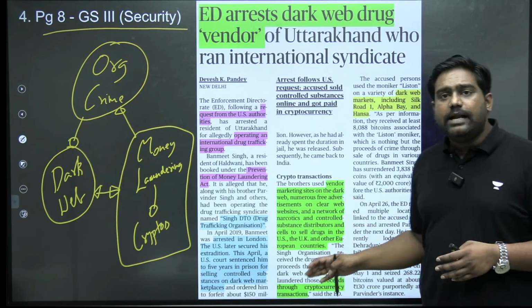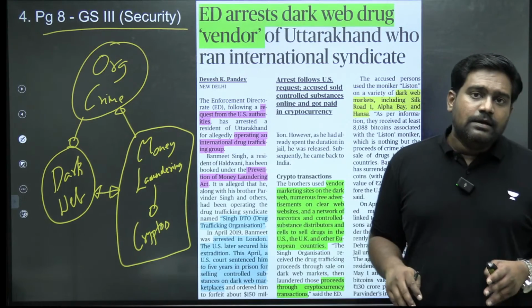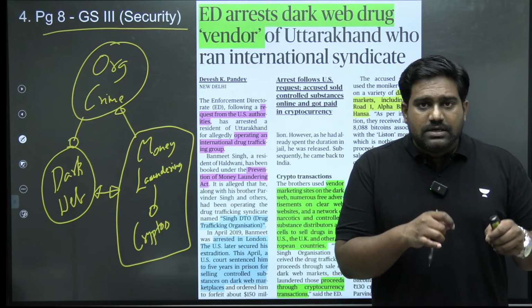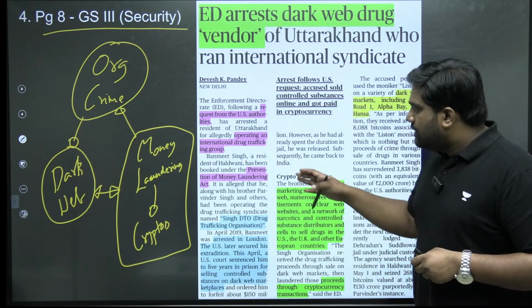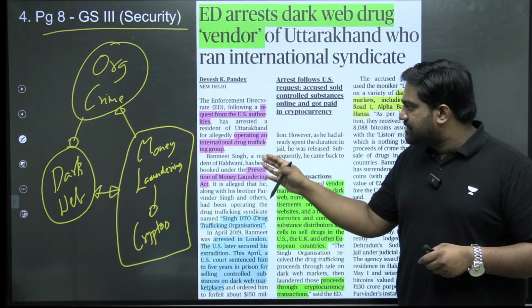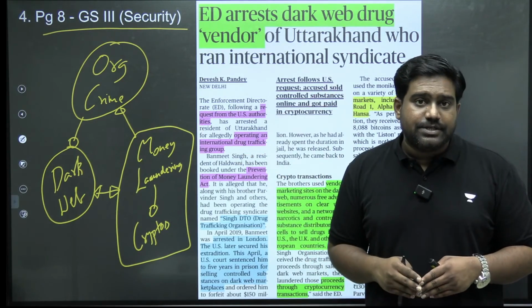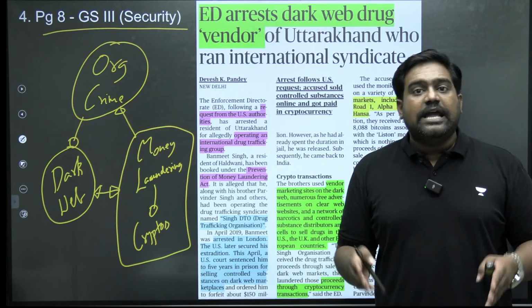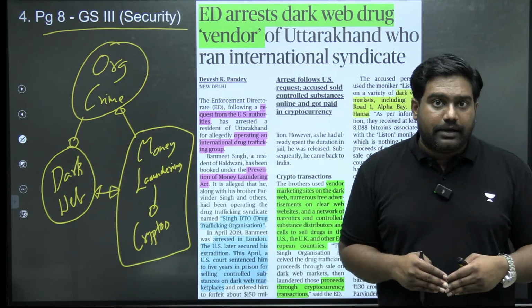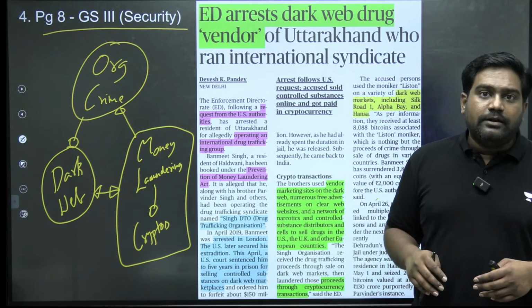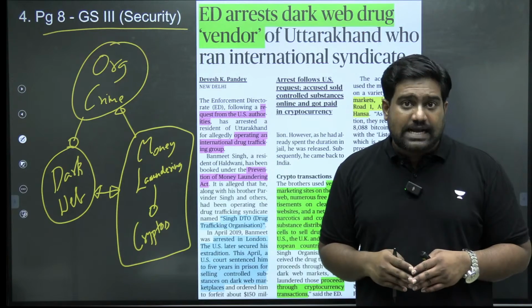So the development here is that the Enforcement Directorate, ED, has carried out an arrest of a drug peddler who was hiding in India. The wanted individual's name is Banmeet Singh. He was wanted by the United States authorities. He is seen as the kingpin of an international drug trafficking cartel. He had been arrested in London, served a jail time in London. He has been prosecuted in the US courts as well.